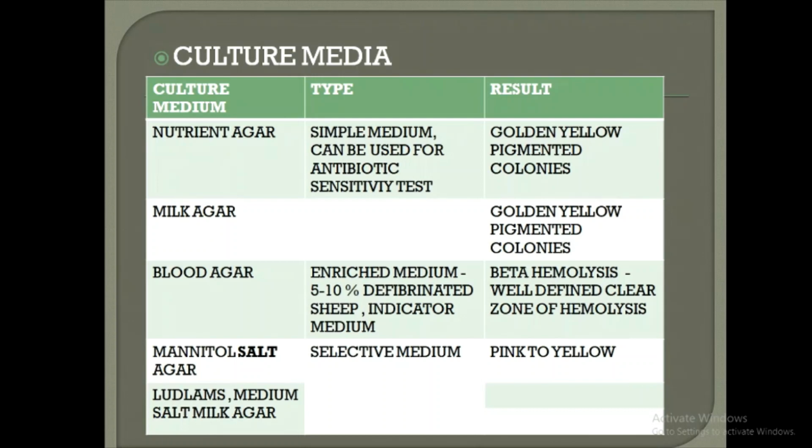Blood agar is an enriched medium and it is enriched with 5 to 10% of defibrinated sheep blood, and enriched media are the media which grow fastidious organisms. Blood agar is also a differential medium because it differentiates between alpha, beta and gamma hemolytic organisms. And you can call it even an indicator medium because growth in blood agar is indicated by a color change. In hemolysis, Staphylococcus produces beta hemolysis, that is a well-defined clear zone of hemolysis, and it is a complete hemolysis.